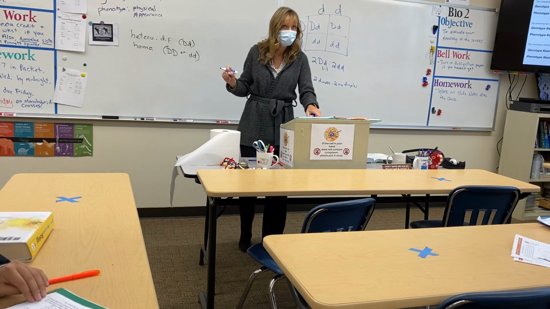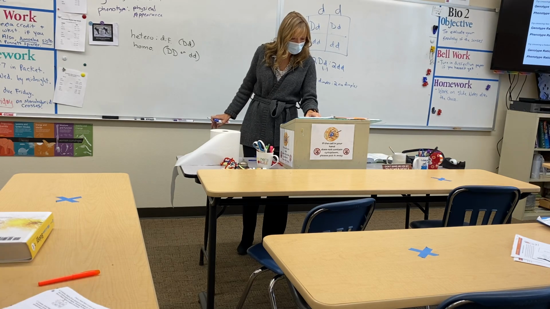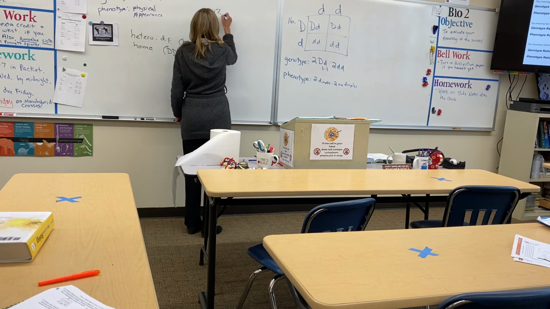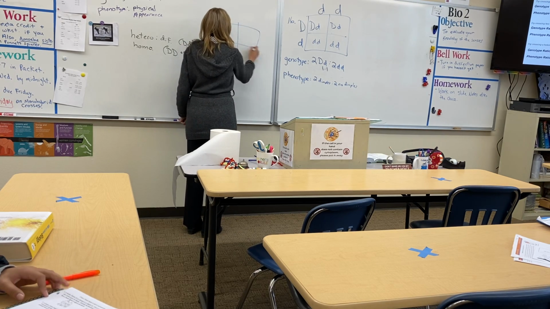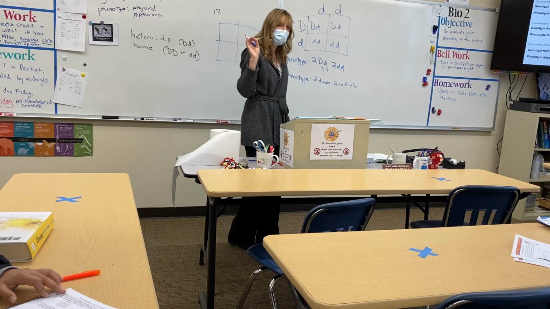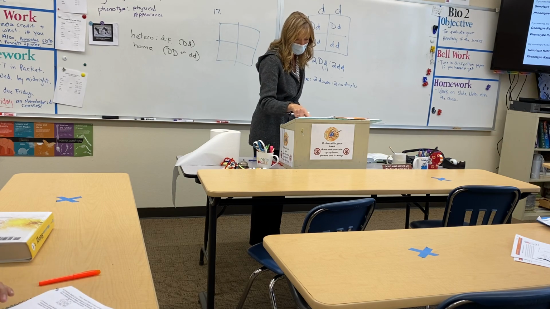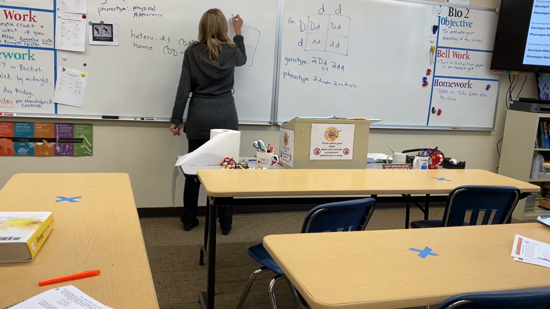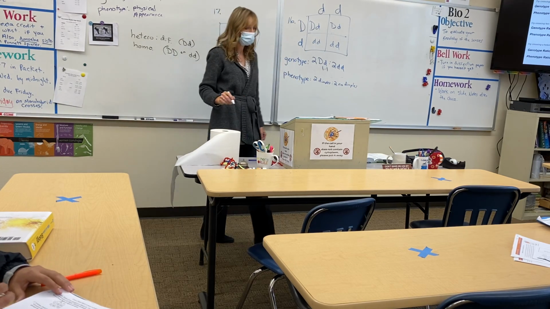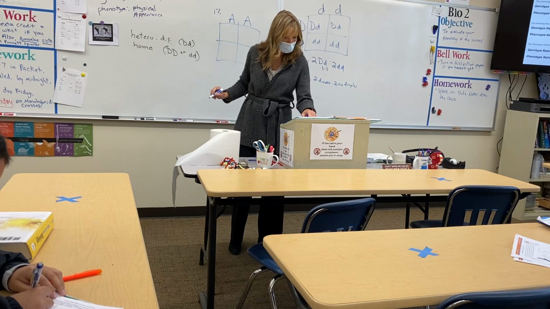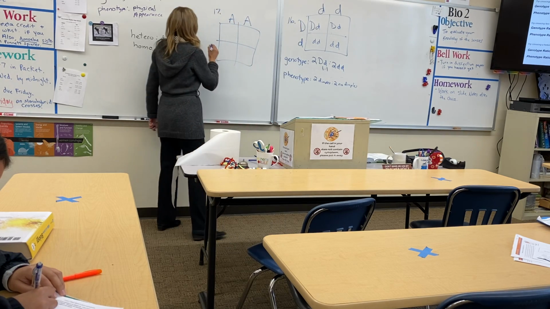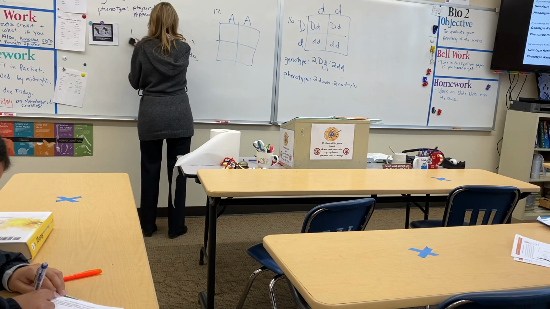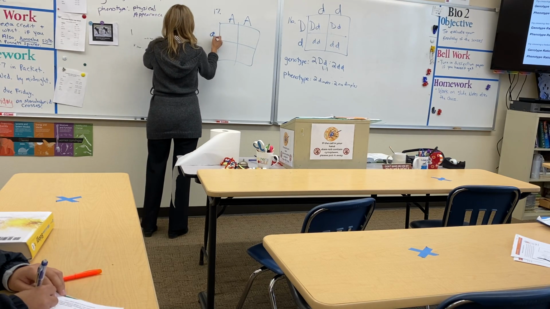Number 17. Almond eyes are dominant to round eyes. So number 17, almond is dominant. I'm going to use a capital A for almond, lowercase a for round. It says cross a woman who's homozygous dominant. Gianna, what should I use? Yep, 2 capitals, because that's homozygous. Charlie, what should I use for a man who's homozygous recessive? Lowercase, 2 lowercases. Yep, 2 lowercases, very good.